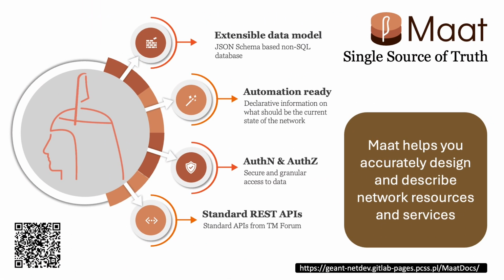Maat is designed to be an extensible, reusable, and automation-ready source of truth for defining and managing your network resources and services. It provides open, standards-based APIs to access a scalable database with integrated validation and logging, as well as an extensible data model. It comes with a dynamic graphical user interface and a separate notification engine. Additionally, Maat supports granular authentication and authorization, together with detailed logging, using additional components. All these features make it an ideal choice for your automation-ready inventory.